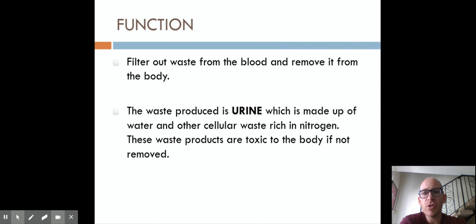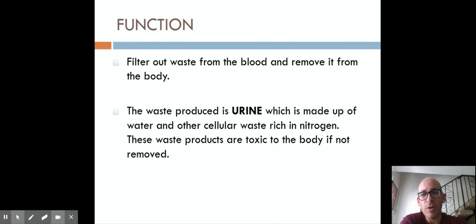Okay, so the primary function of the urinary system is to filter out waste from the blood and remove it from the body. As your cells are working to produce things, make proteins, make energy, rebuild, all of these functions going on inside of your cells produce waste. That waste ends up in the bloodstream and needs to be filtered and then removed, because if it continued to build up, it would be toxic and eventually life would not be sustainable.